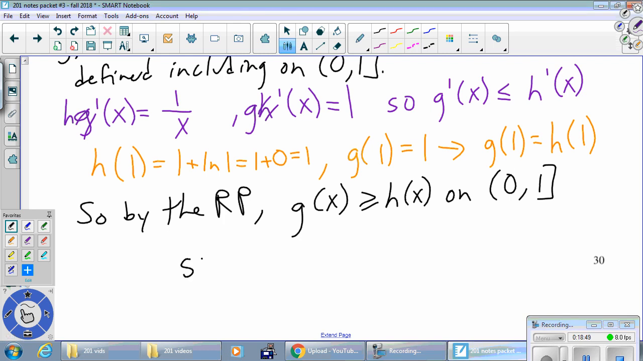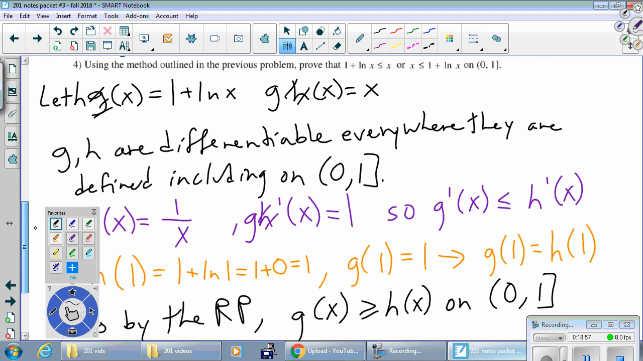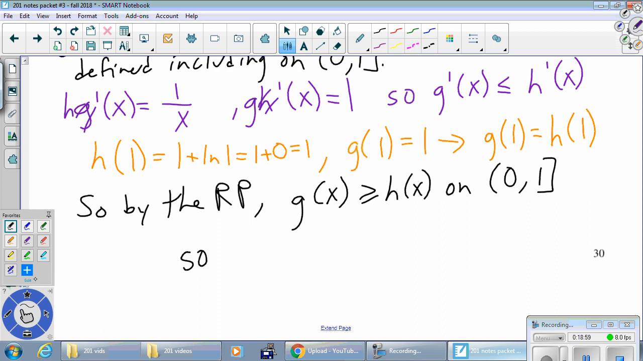And then finally, we'll just rewrite that inequality, but g of x, remember, was defined by us early in the problem. G of x was x, and h of x was 1 plus ln of x. So any place on the interval 0, 1, x is bigger than or equal to 1 plus ln of x by the racetrack principle. And you can check that. You can graph it on your calculator if you want to see that.